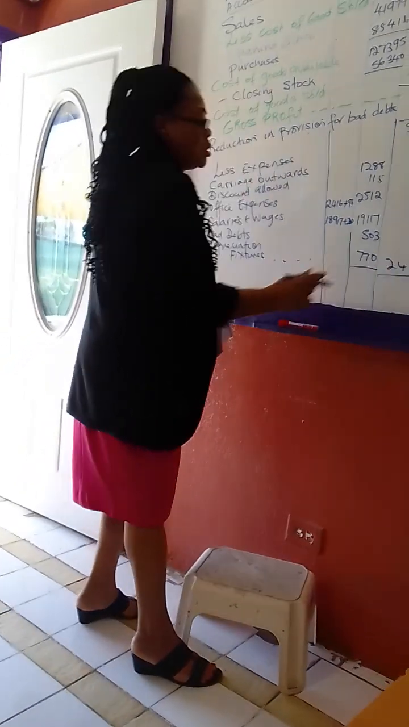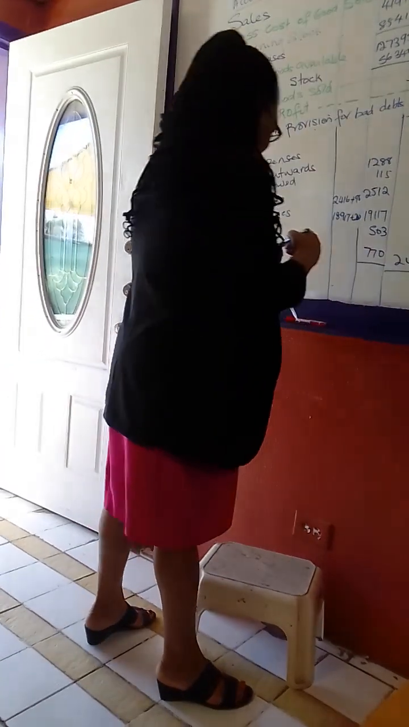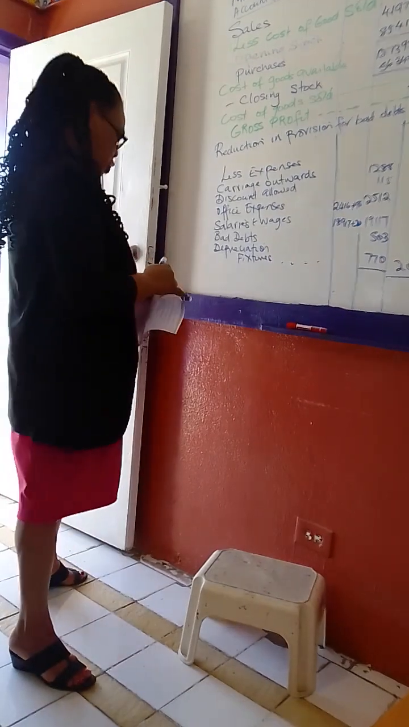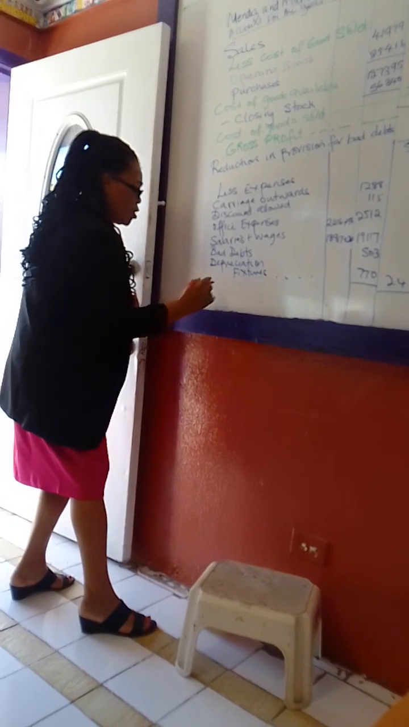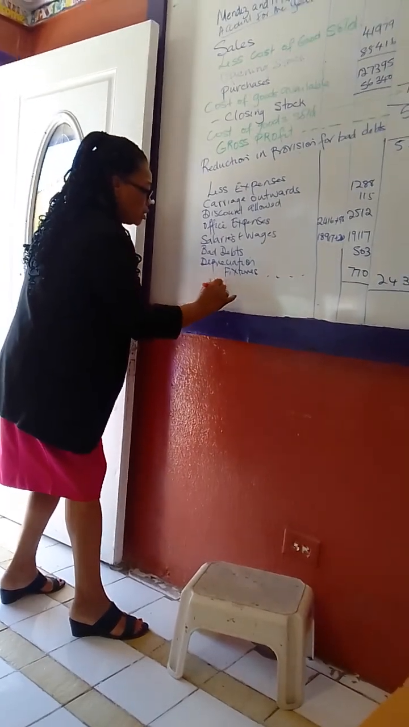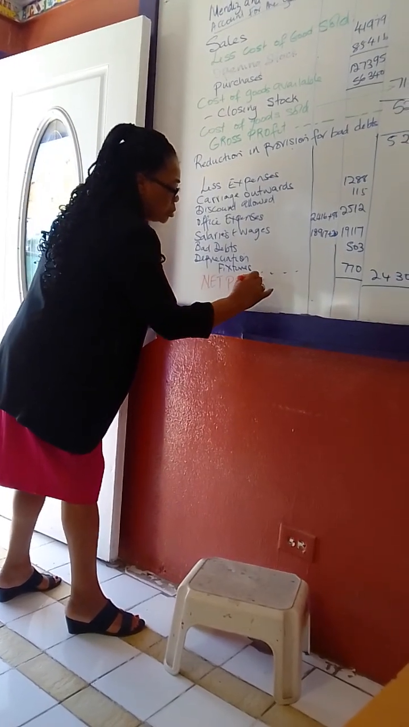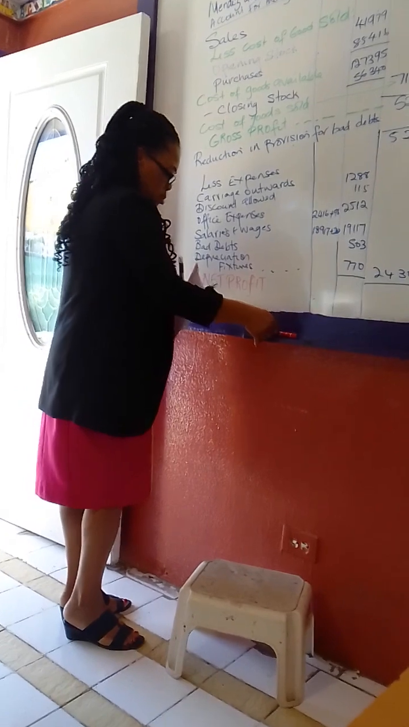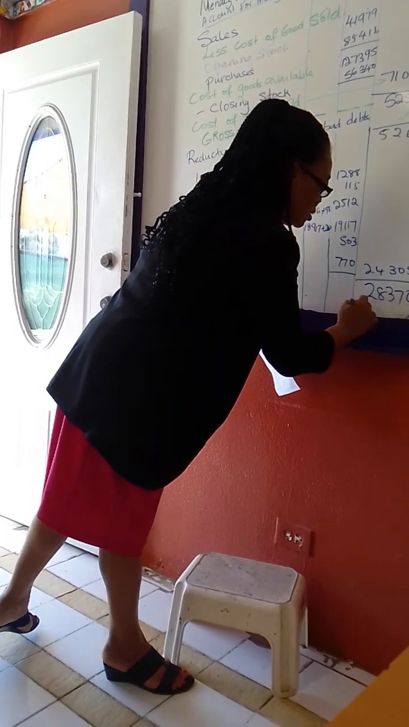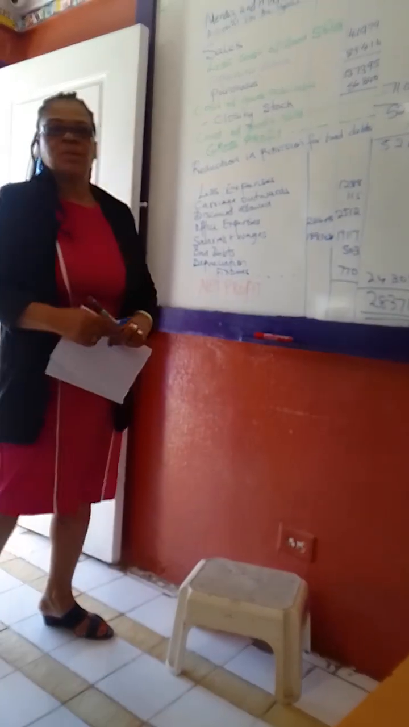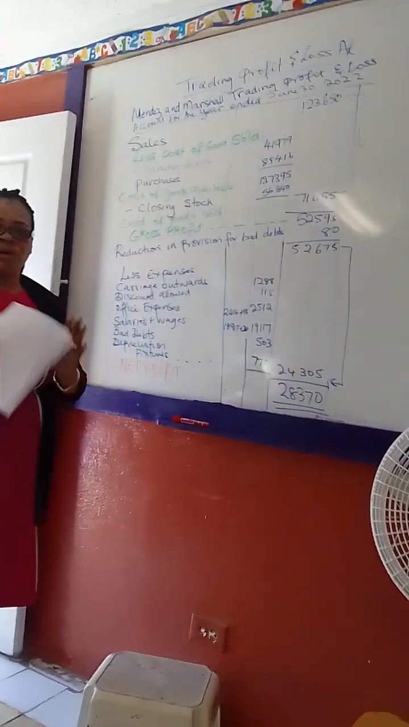24,305. Sounds good. I'm now going to subtract that from that to get my net profit. Now this is what we're really working for. This net profit right down here is what we're really working to see. What was the net profit? 28,370. There we go. So we could stop right there. This is the first part, and we stop right there.